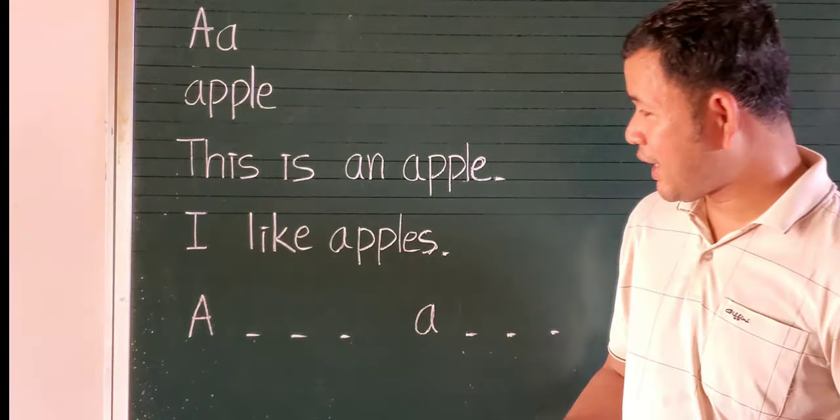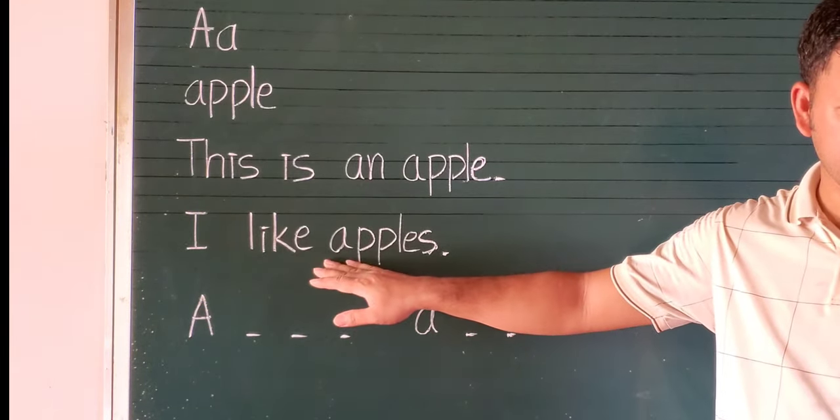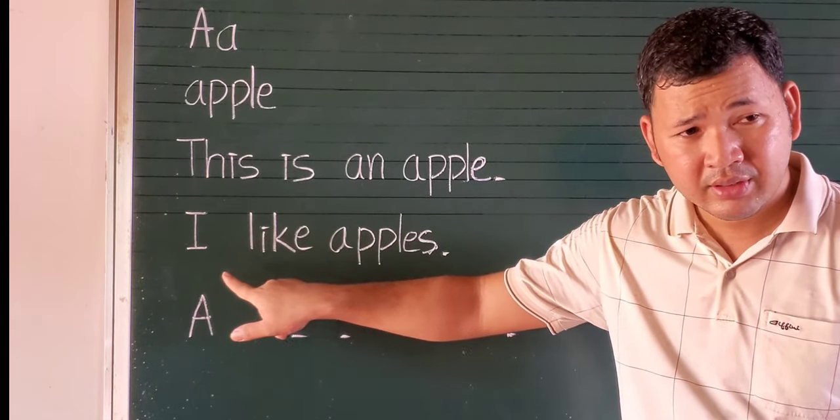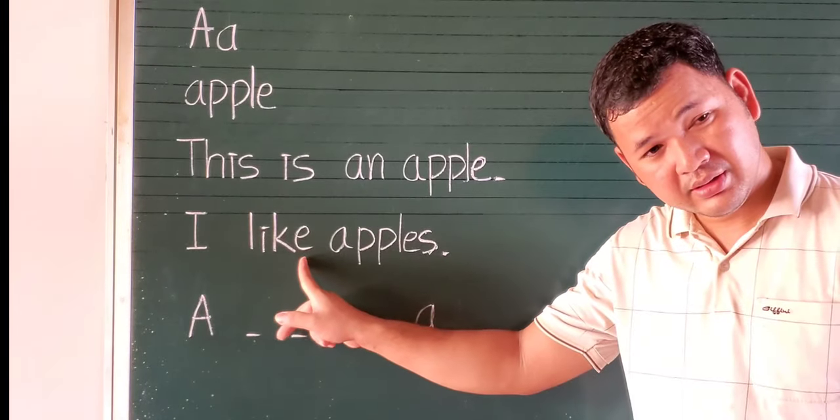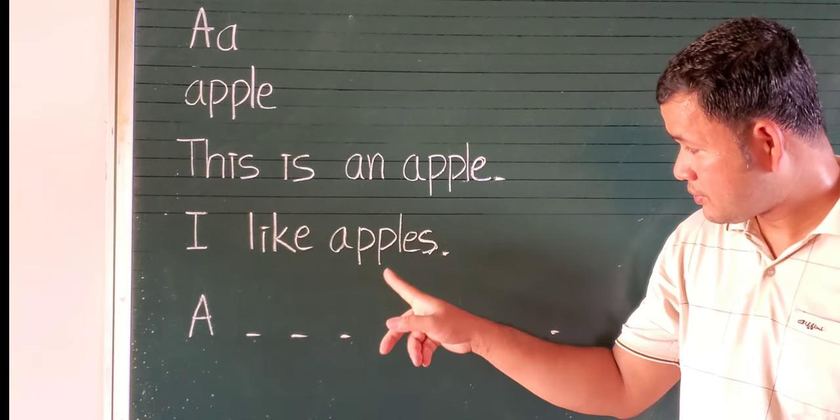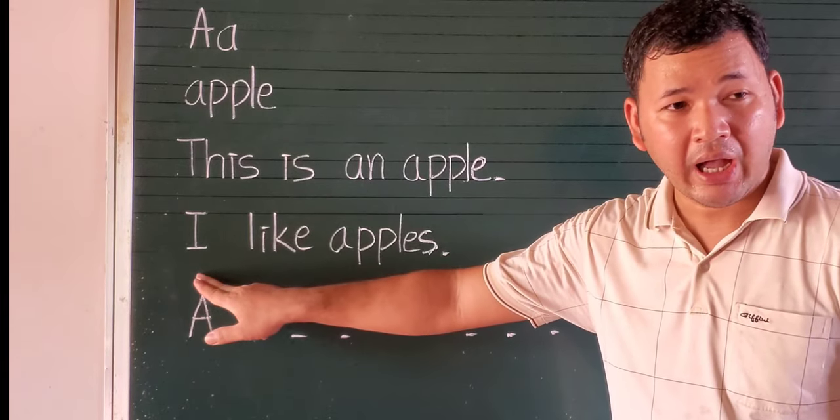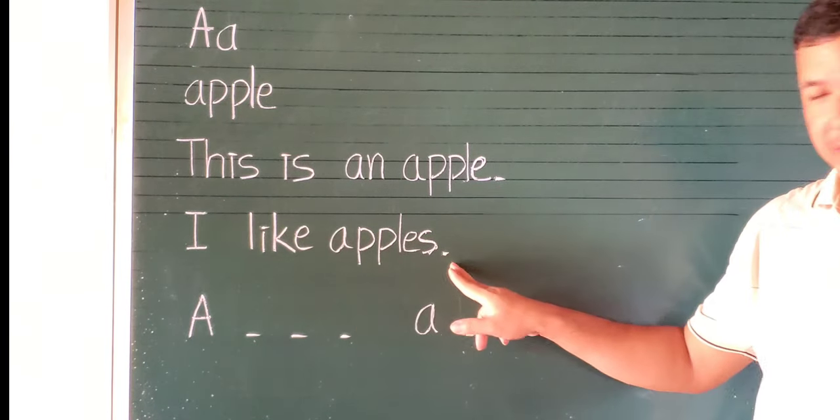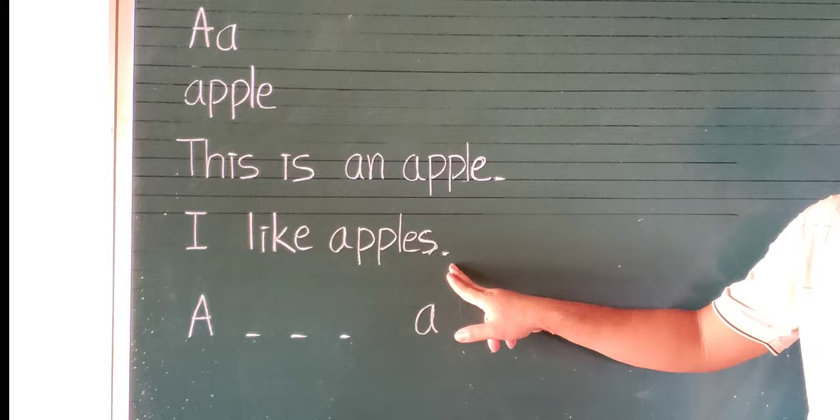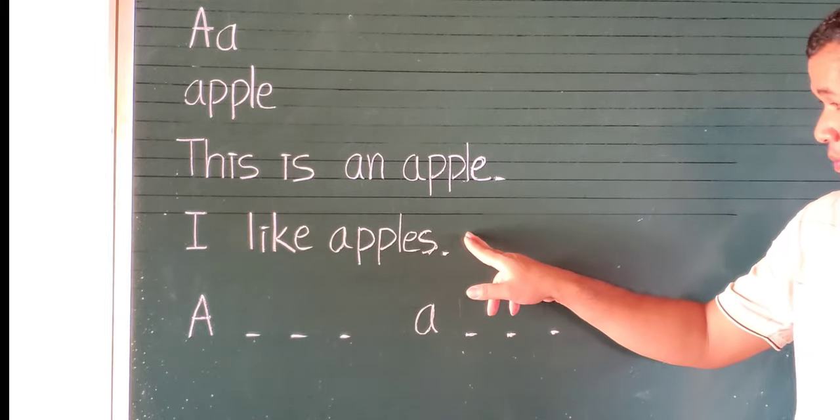So now we are going to read this sentence. Can you read? I like. Good. You get it. Apple. Apples. Good. So all together, read. I like apples. I like apples.